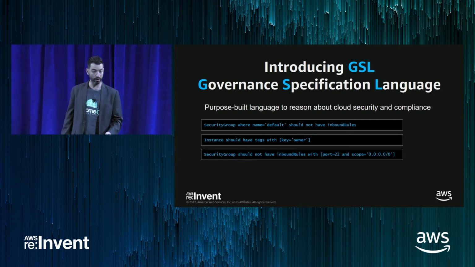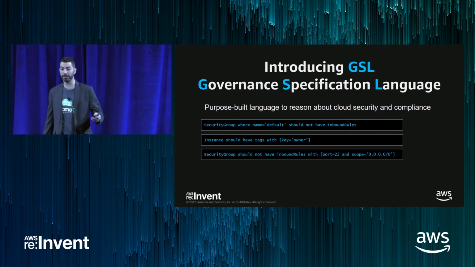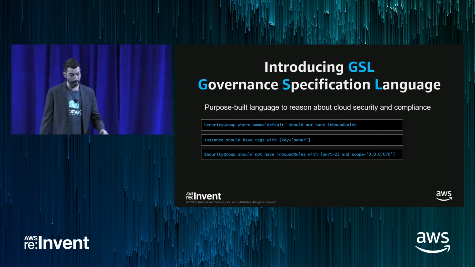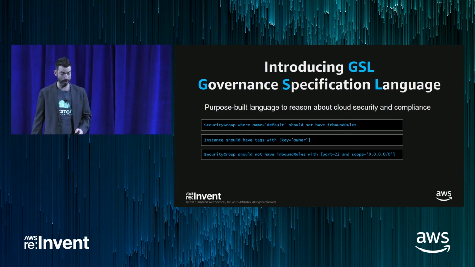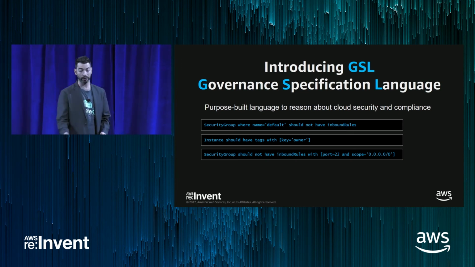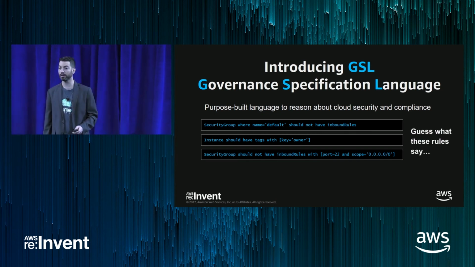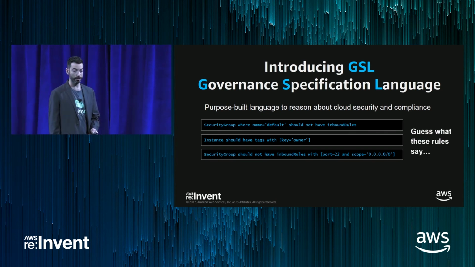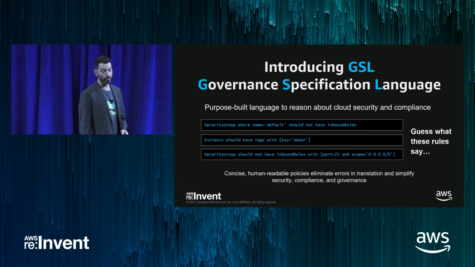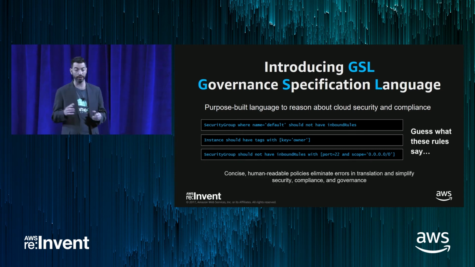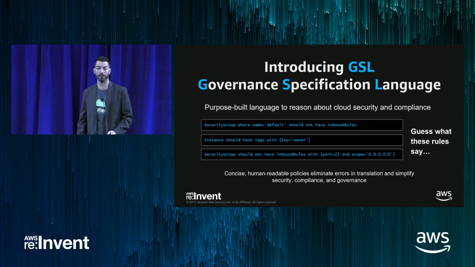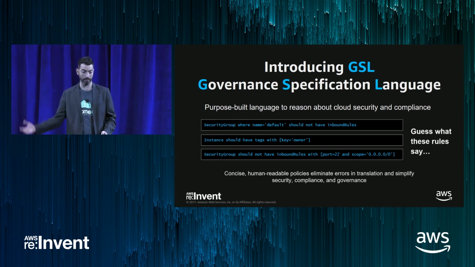A few examples of those rules are: security group where name is default should not have inbound rules; instance should have tags with key equals owner; security group should not have inbound rules with the port 22 and the scope 0.0.0.0/0. I don't need to tell you what these rules do. I think you can guess it by now. So this concept of concise, human-readable policies eliminates all those errors and this kind of mismatch between the security and compliance folks and the developers, because now many more people can join into this brave new world of software-defined security and compliance.